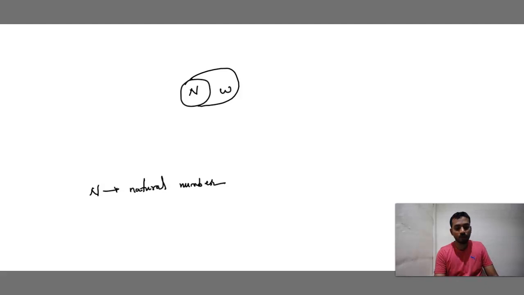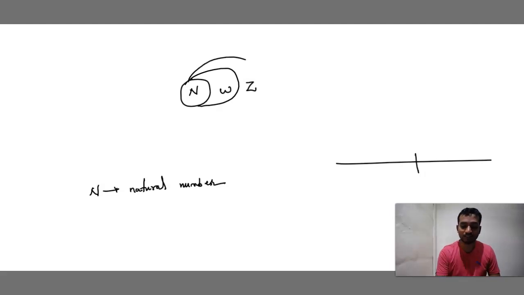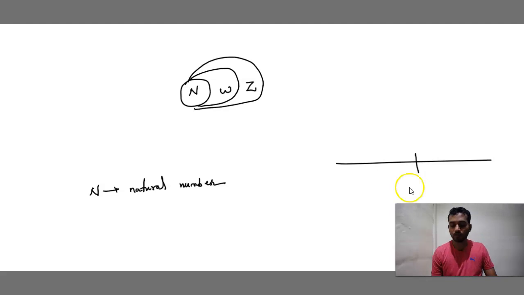Then W is nothing but whole number. Then we got these numbers, again we classified them into two categories, which are called integers. These integers we classify into two types: one is positive integers and the next is negative integers, right?